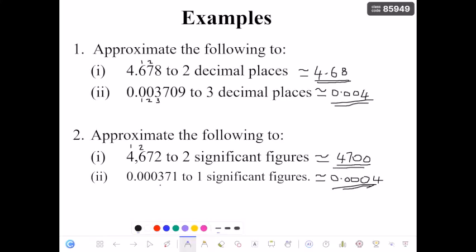Remember, in approximation, significant is the first number that is not 0, while decimal is the numbers after the point. So this question says 1 significant figure. So 3 is number 1 significant. So you stop at 3. Then you look at 7. 7 means you should add 1 because it's rounding up. So add 1 to 3, it becomes 4. So this is why this is the answer. So take note of this.